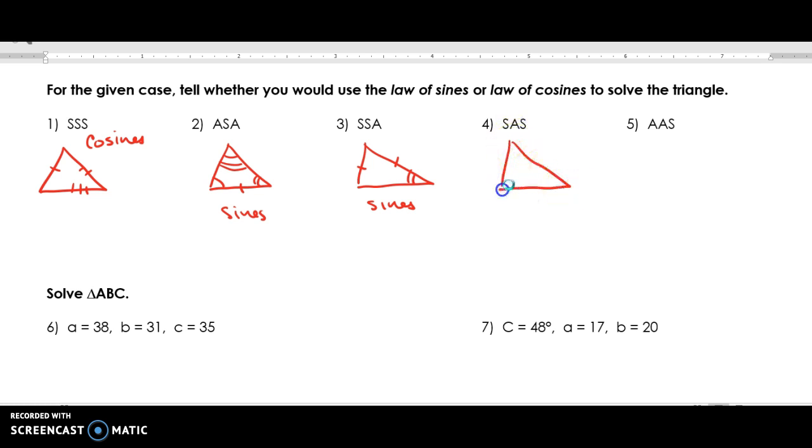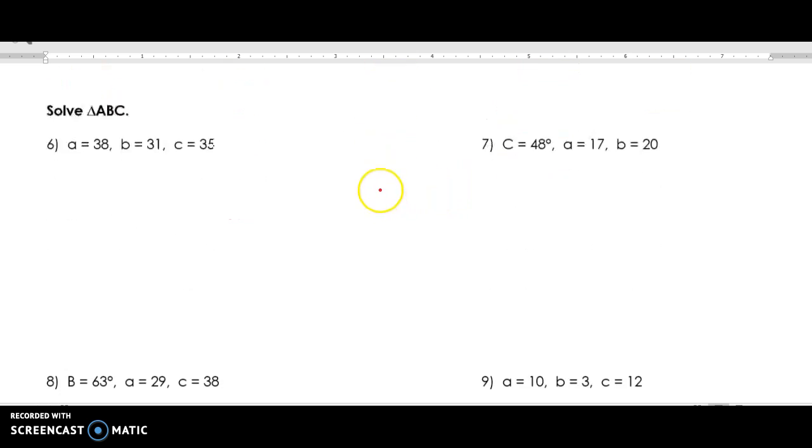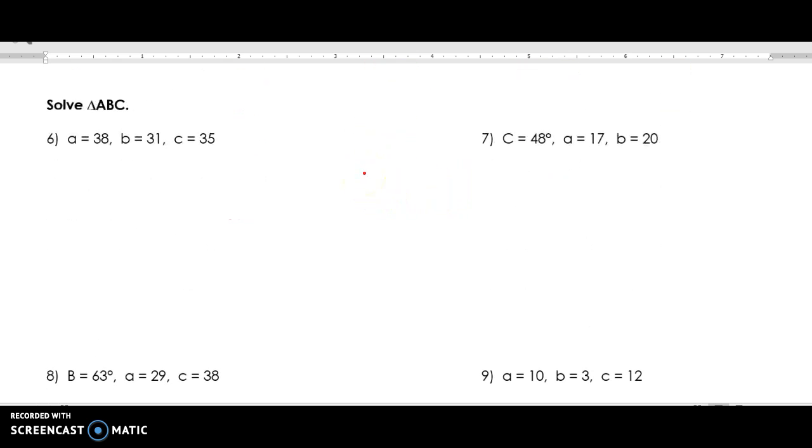Side, angle, side, so side, angle, and then side, right? So this would be law of cosines because I don't know the side opposite this angle. And angle, angle, side would be law of sines, okay? Because you'd be able to find the third angle. Now in class, we solve for these triangles using law of cosines.